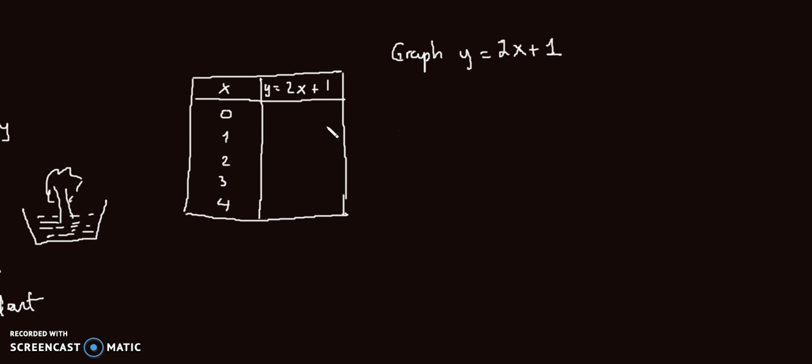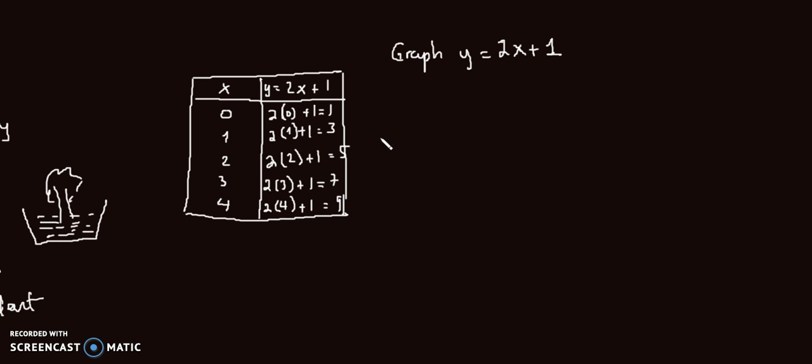But for the purpose of illustration, I'm going to write that. So for example, for x here, you just input the value of x. So then you have 2 times 0 plus 1 equal to 1. 2 times 1 plus 1 equal to 3. Right, 2 times 2 plus 1 equal to 5. 2 times 3 plus 1 equal to 7. And then 2 times 4 plus 1 equal to 9. Okay, and then you just graph this.